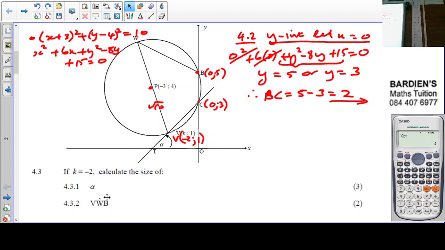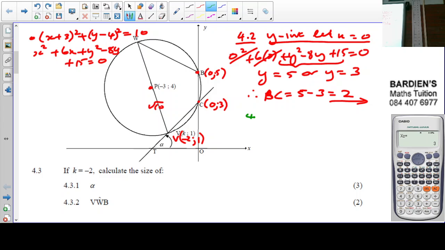Okay? So let's look at this question. In 4.3 we are told, let's change our color. So in 4.3 we are told if k is negative 2, which now confirms what we have there. Okay? And say for argument's sake you have made a mistake or you got a different answer, check it again. Otherwise, if you're still convinced that your answer is right, you have to use what is given to you, which is negative 2 anyway. Otherwise, if you use anything other than negative 2, you're going to lose the mark immediately. Okay? So, we are told if k is negative 2, calculate the size of theta, or alpha, sorry. The size of alpha.